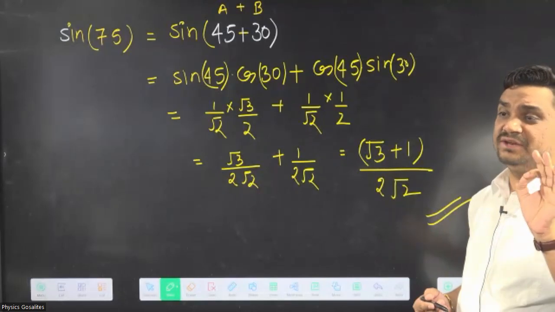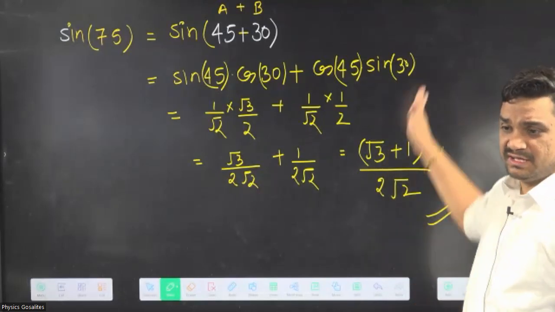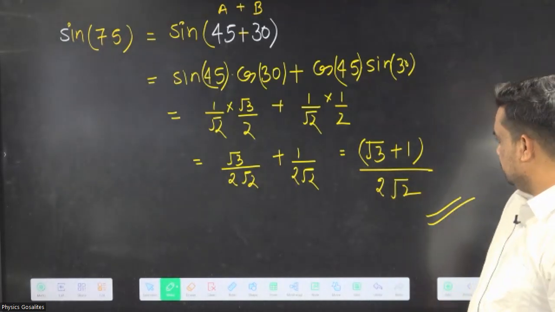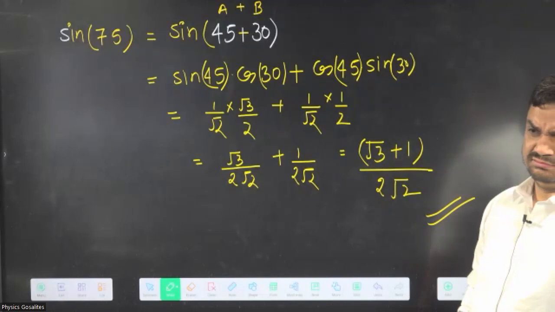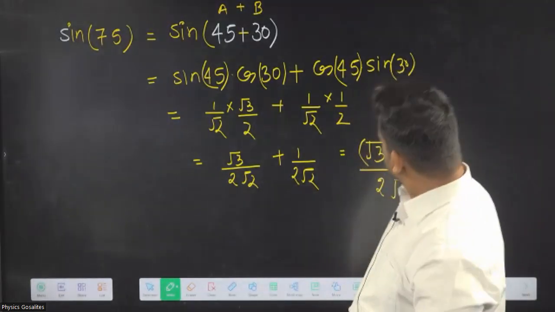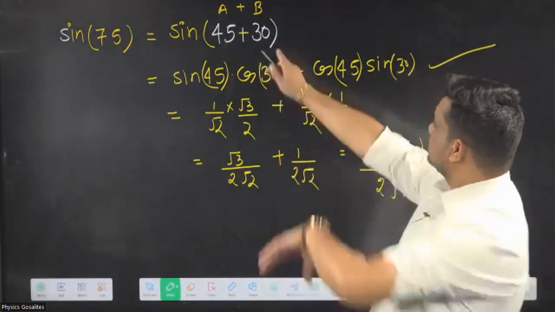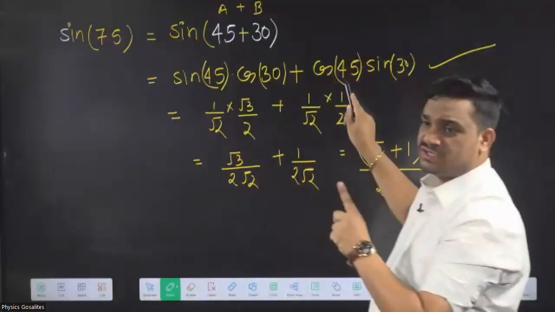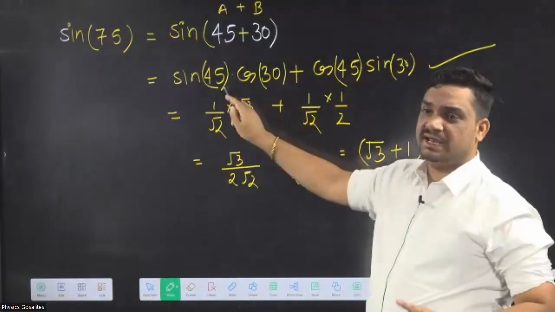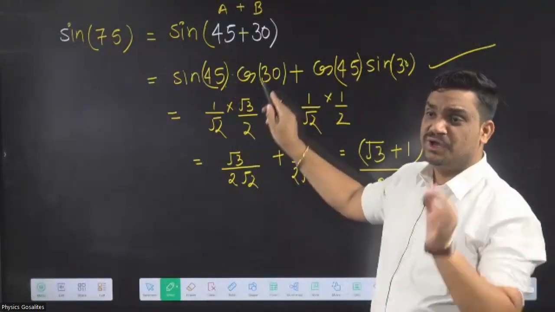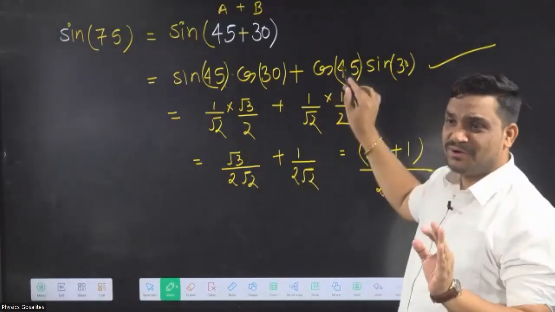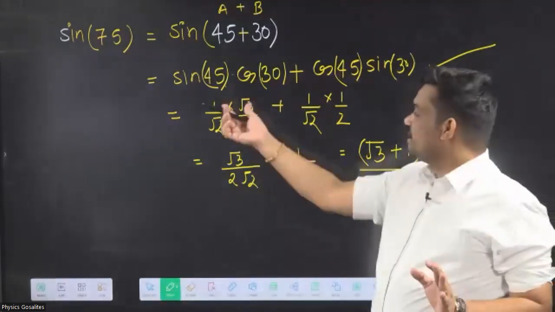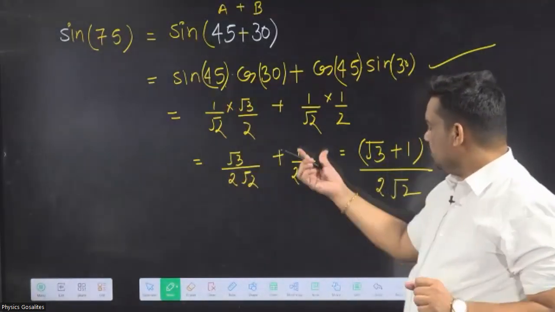Today, yes, we will find sine 1, sine 2, small angle, how to tell. Let me finish this one first. Second step. Sine A plus B, we can write sine A cos B plus cos A sine B. Sine A sine 45 is 1 by root 2, cos 30 is root 3 by 2, cos 45 is 1 by root 2, sine 30 is 1 by 2. Then I have written here root 3 divided by 2 root 2, 1 by 2 root 2.